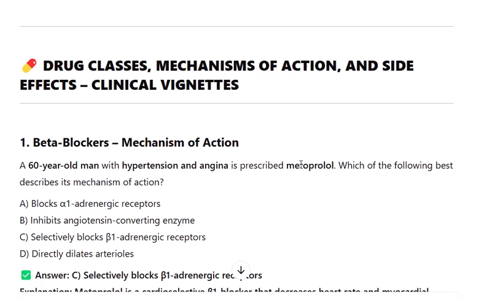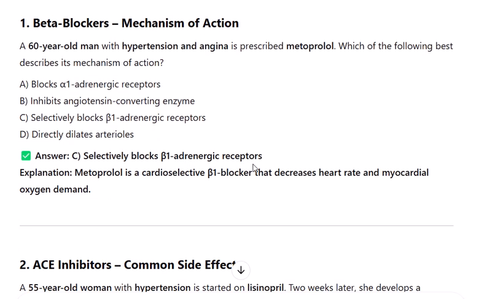Mechanism of action. A 60-year-old man with hypertension and angina is prescribed Metoprolol. Which of the following best describes its mechanism of action? A. Blocks alpha-1 adrenergic receptors. B. Inhibits angiotensin-converting enzyme. C. Selectively blocks beta-1 adrenergic receptors. D. Directly dilates arterioles. Answer C. Selectively blocks beta-1 adrenergic receptors. Explanation. Metoprolol is a cardioselective beta-1 blocker that decreases heart rate and myocardial oxygen demand.